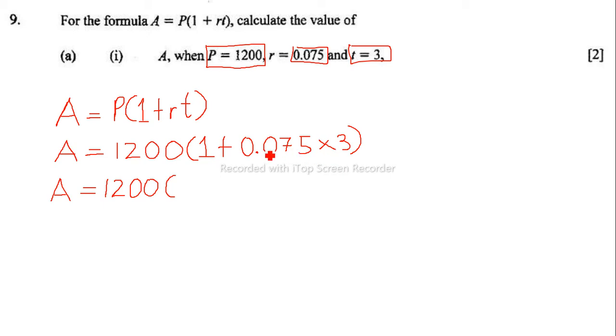So what is 0.075 times 3? What is that? 0.225. Okay, she added already. So 0.225.